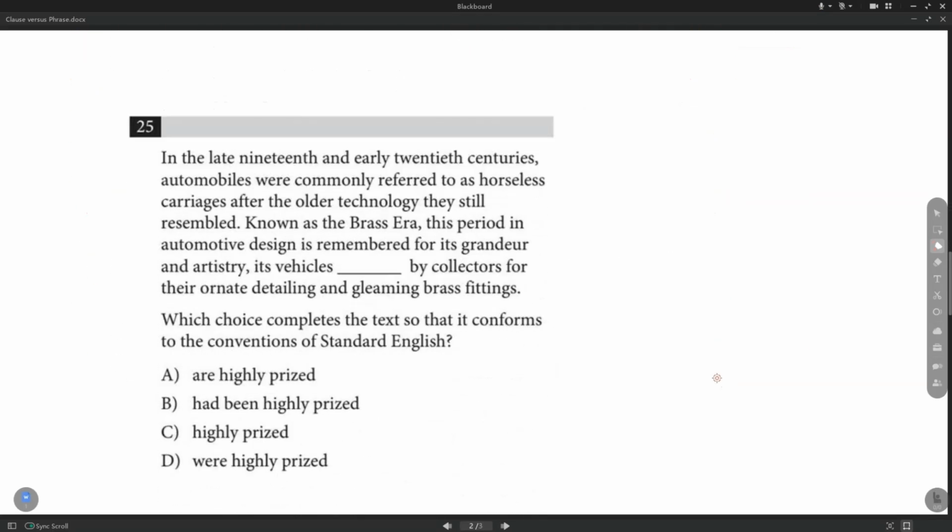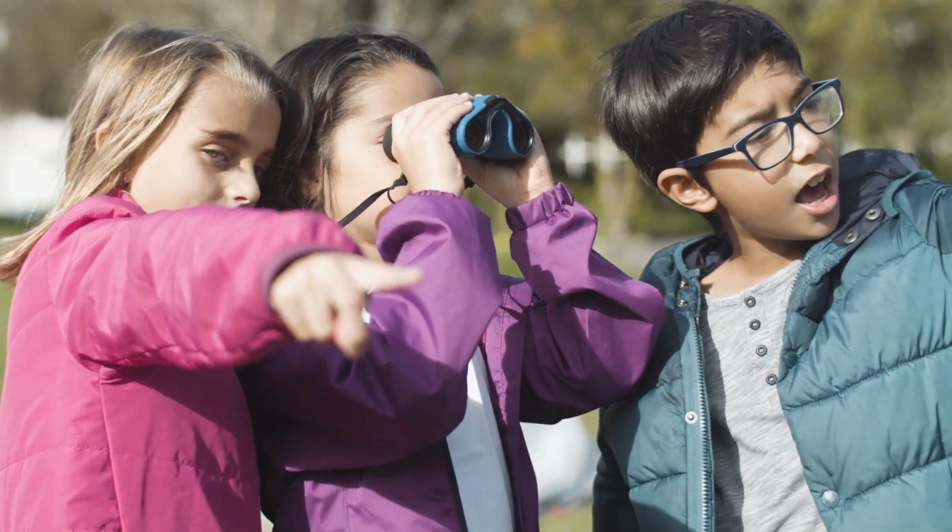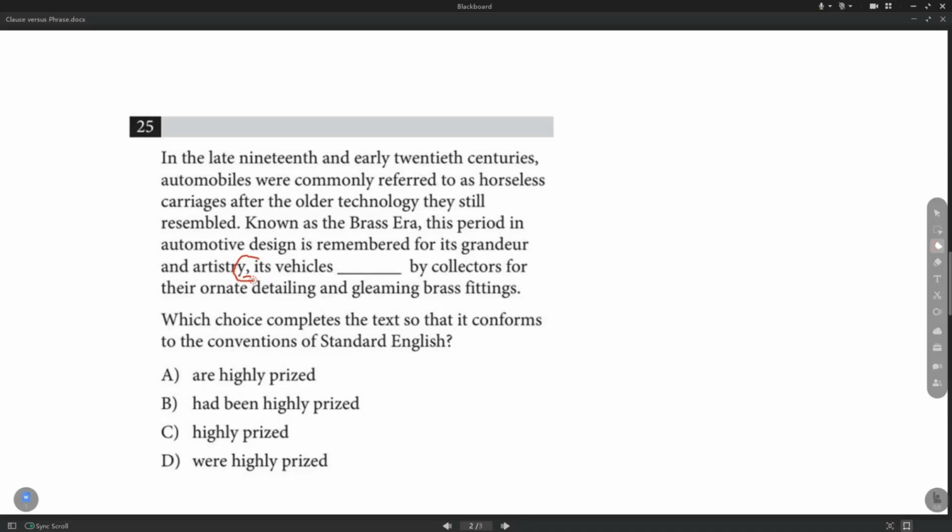Coming down here to a question from the SAT, we can ignore the first sentence. We're going down to the sentence beginning known as the brass era. This period in automotive design is remembered for its grandeur and artistry. Note the comma, its vehicles gap. Now, I'm going to draw your attention to that comma. We already have a clause leading into that comma, the subject being this period, verb is remembered.